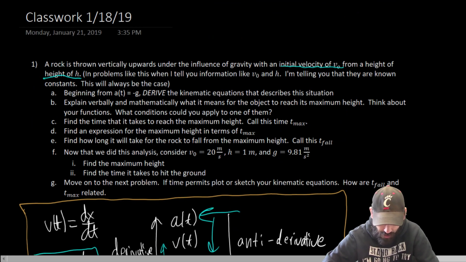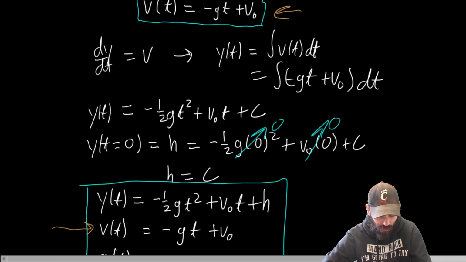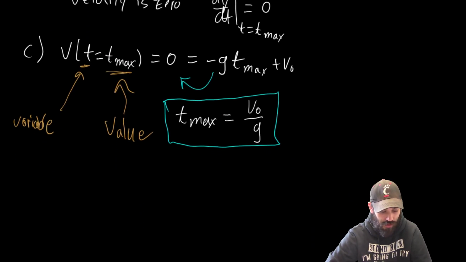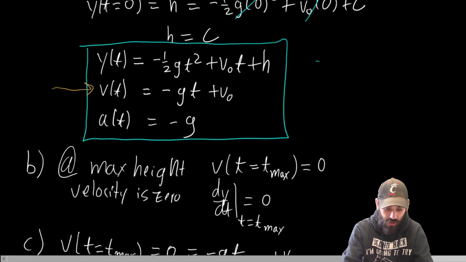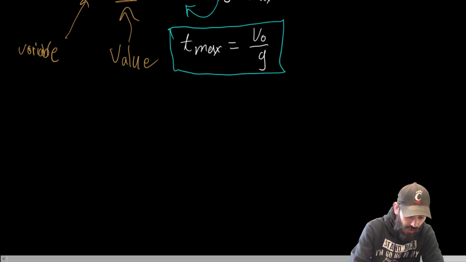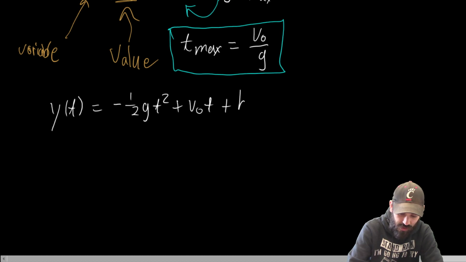See what my next question is. Find an expression for the maximum height in terms of T max. Okay, so if we want to find the maximum height in terms of T max, what we can do is go to our position equation. So our position equation, which was right here, is going to say, and I'm going to just write it again down here, that y of t is going to be equal to minus 1/2 g t squared plus v naught t plus h.